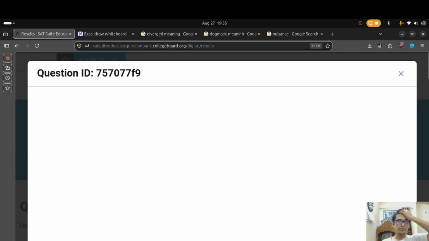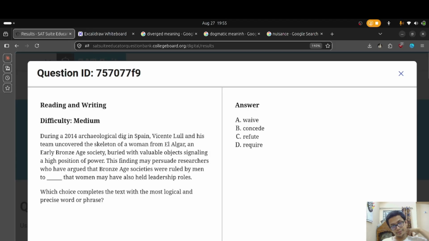Next question. Okay. During a 2024 archaeological dig in Spain, Vicente Lowell and his team uncovered the skeleton of a woman from El Algar, an early Bronze Age society, buried with valuable objects, signaling a high position of power. These findings may persuade researchers who have argued that Bronze Age societies were ruled by men to waive that, women may have also held leadership roles.